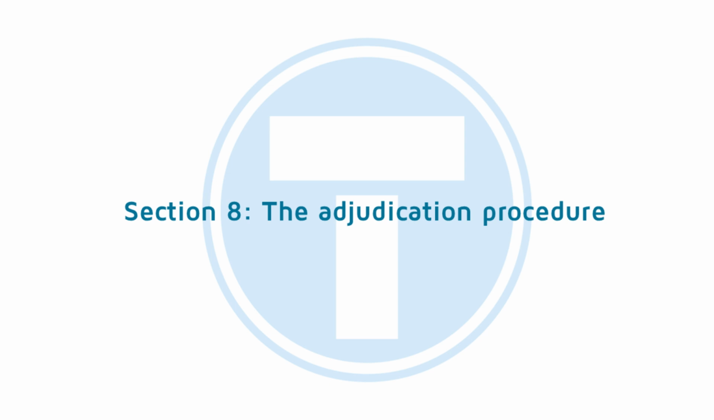Section 8. The Adjudication Procedure. Adjudication is a quasi-judicial process. The adjudication procedure is reasonably flexible, and it is up to the adjudicator to direct the parties on how to proceed. The rules which apply to the adjudication may already be agreed between the parties.